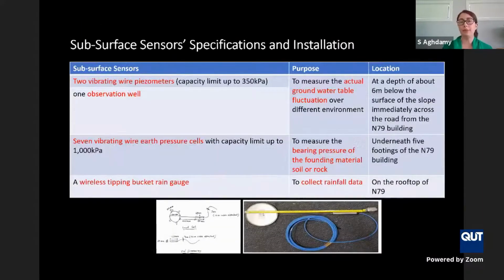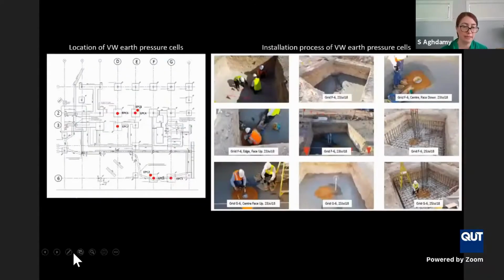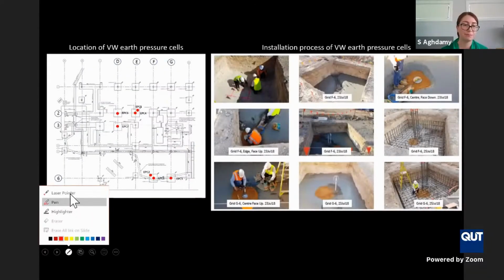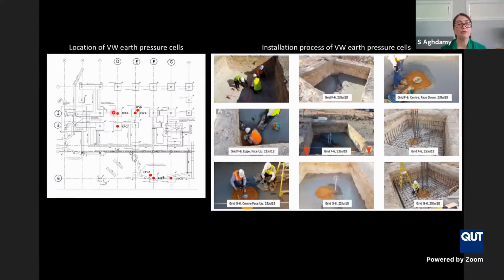A little bit of information about the sensors that we've got under the ground. Perhaps I'll show it here. We've got vibrating wire earth pressure cells. We've got 7 of those that are installed on the 5 footings, and that's to measure the bearing pressure of the founding material. And that's basically showing the installation of those sensors.